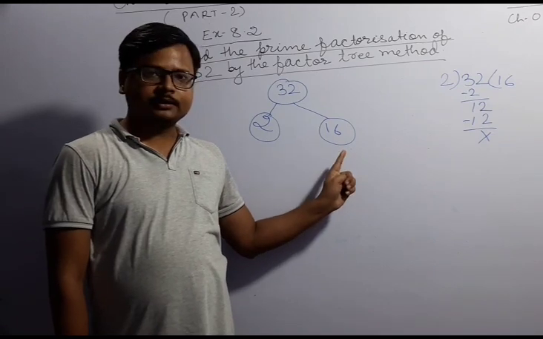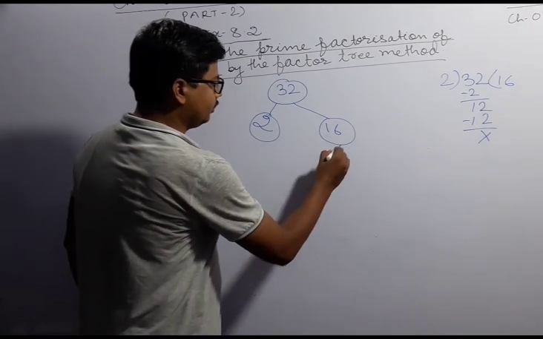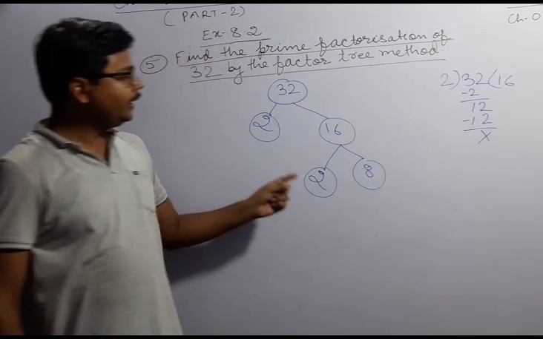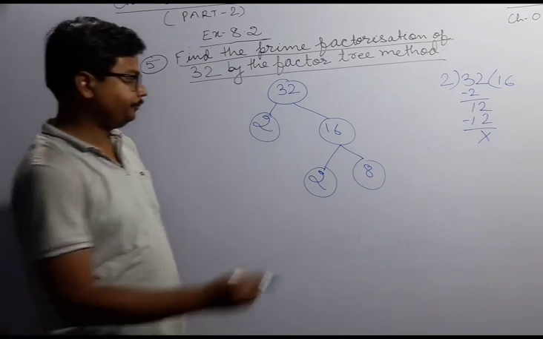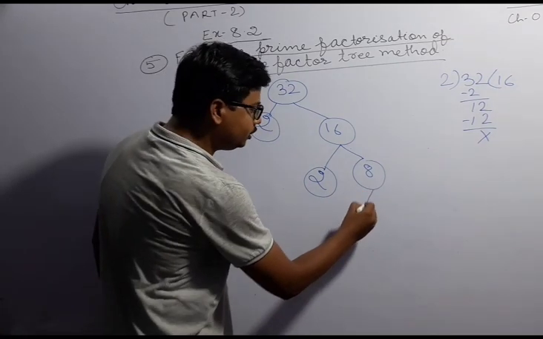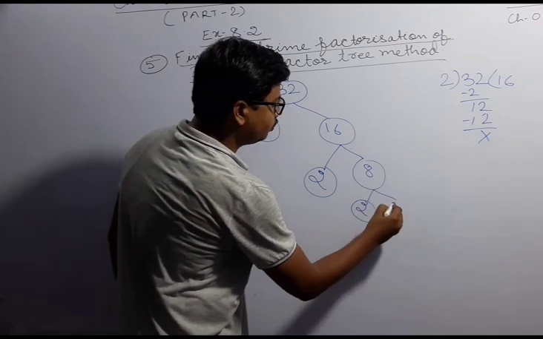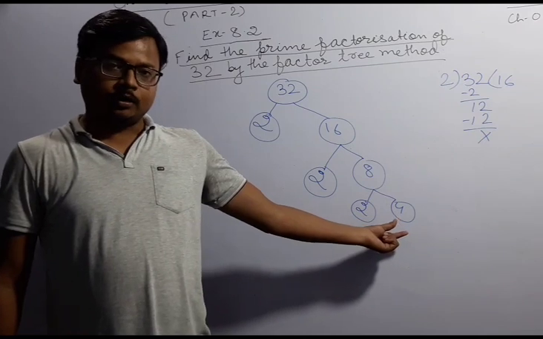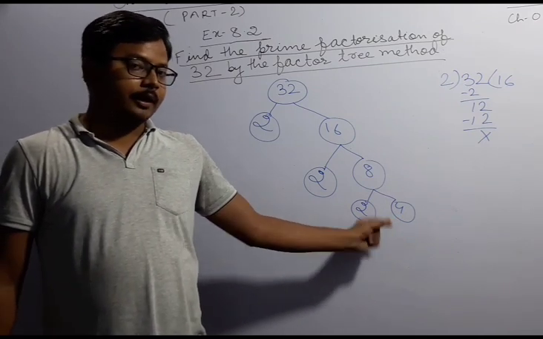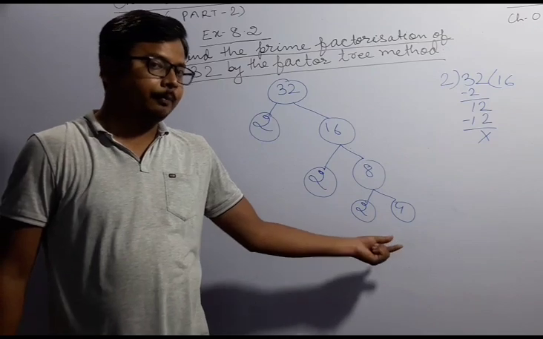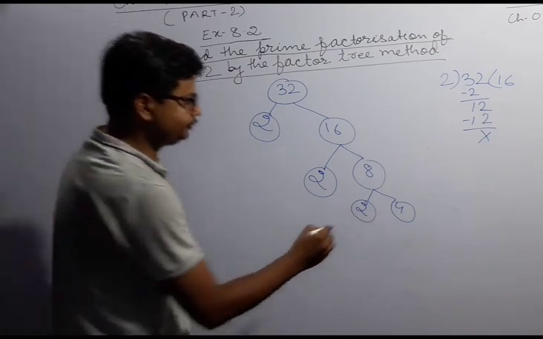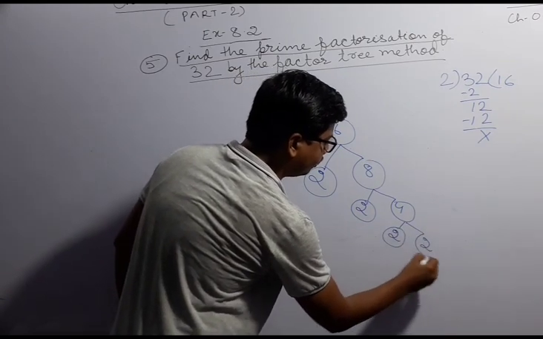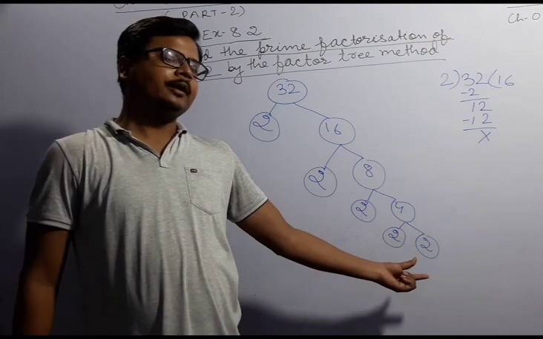We can divide 16 by 2. Again, 2 eights are 16. Again we divide 8 by 2. Here we get 4, but it is not a prime number. Again we have to divide 4 by a prime number. So we divide it by 2. Now on both sides we can see we are having prime numbers.